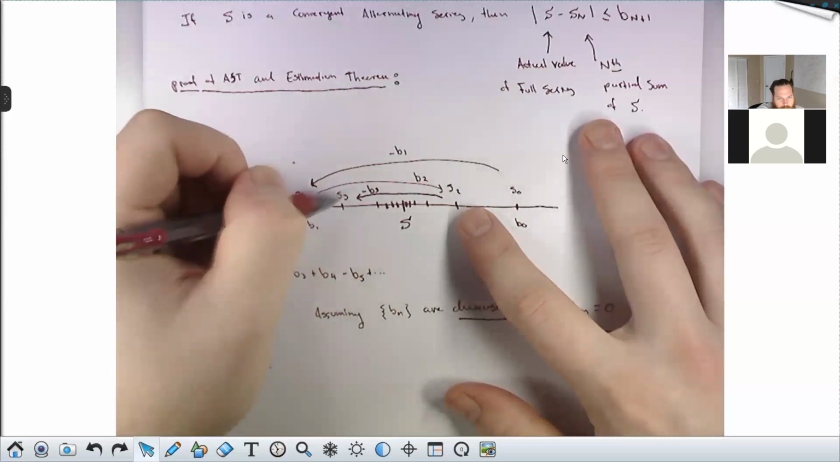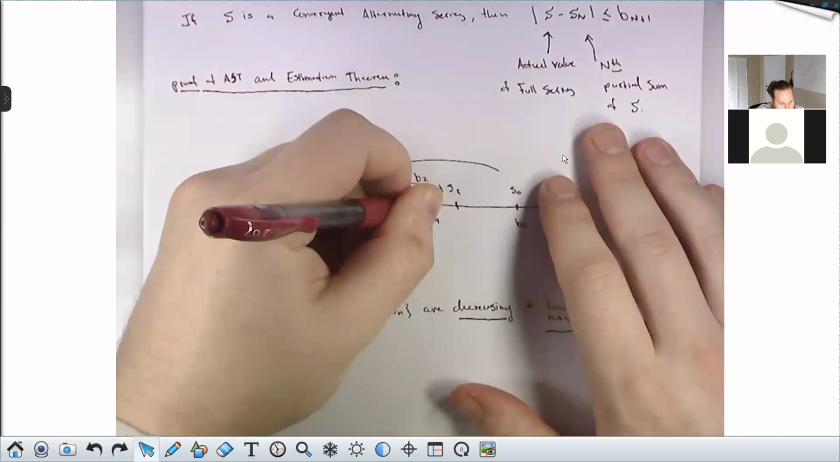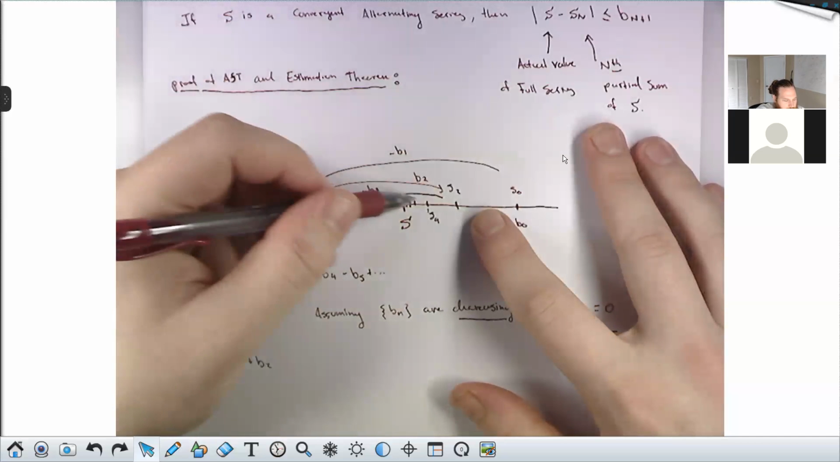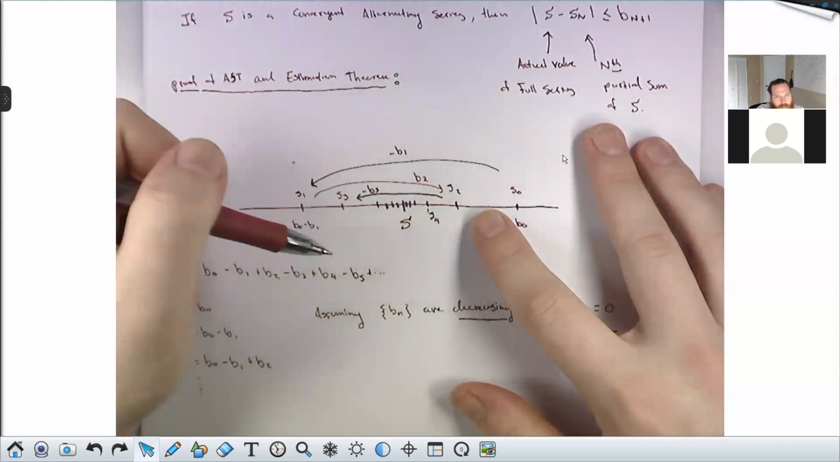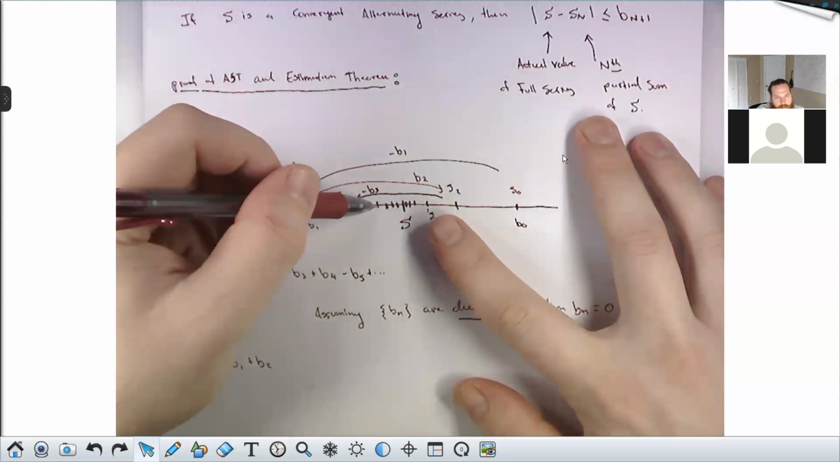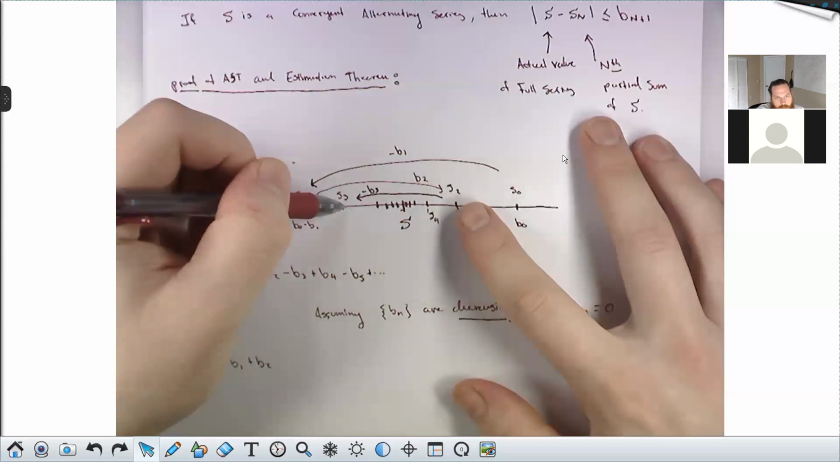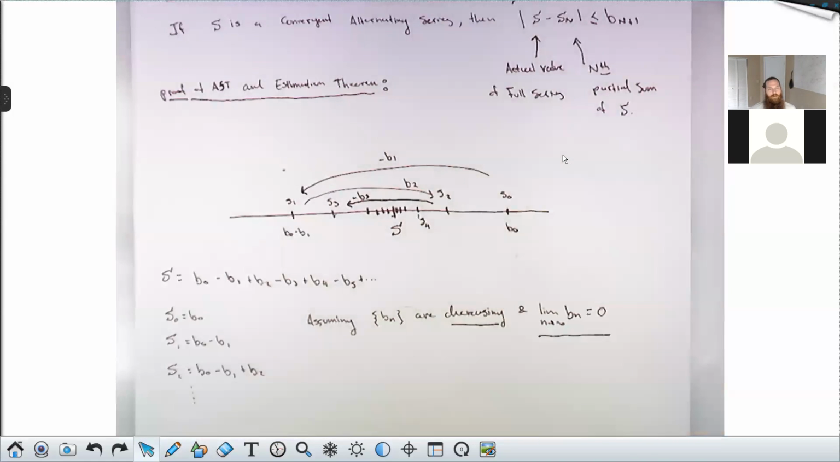The distance from S3 to S4, which would be right here, is smaller than B5, which is the distance we would be jumping back to get to this tick mark. This distance is smaller than this distance, just like this distance is smaller than this distance. So the distance from S to Sn is always smaller than B sub n plus 1. And that's it. Those are the two theorems proved just from this picture.